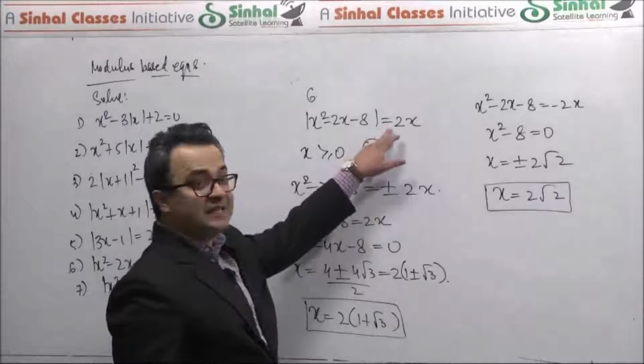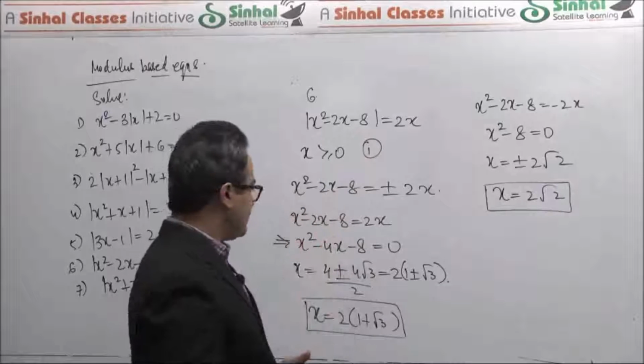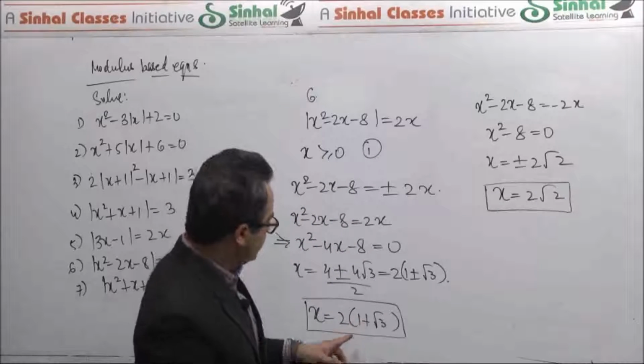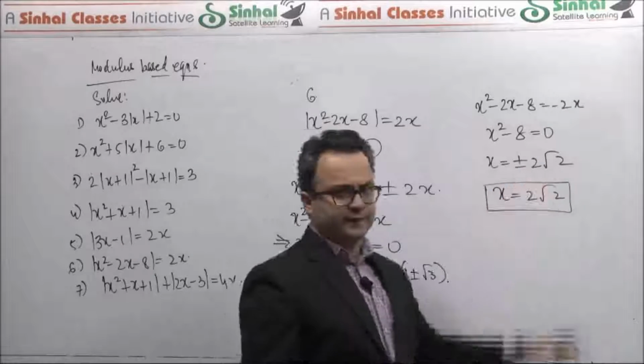If there had been a minus 2x over here, then of course you would have said that x itself has to be less than or equal to 0. So in that case, you would have taken the negative value root over here and the negative sign over here.